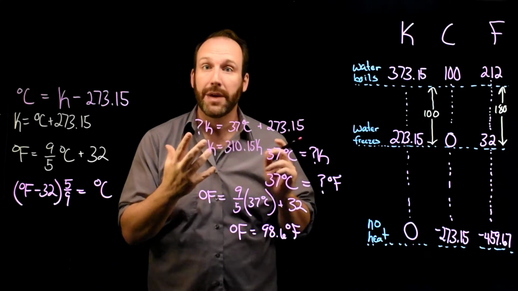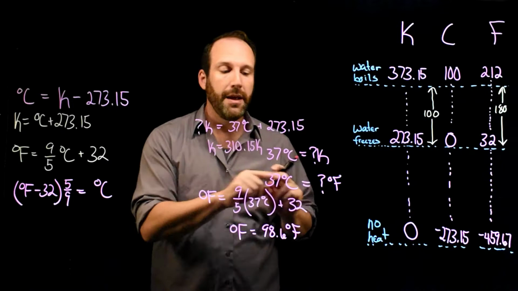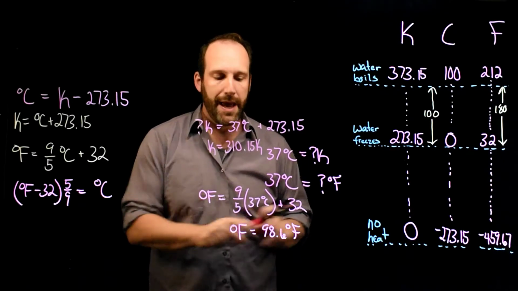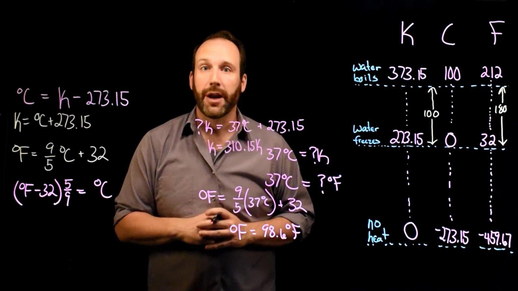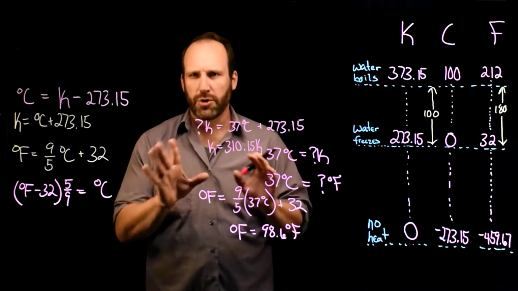Okay, so 310, 37, and 98.6 are all the same number, or all the same measurement, provided that we include the units. So 310 Kelvin, 37 degrees Celsius, and 98.6 degrees Fahrenheit. Okay, let me erase the board here. We'll try one more.